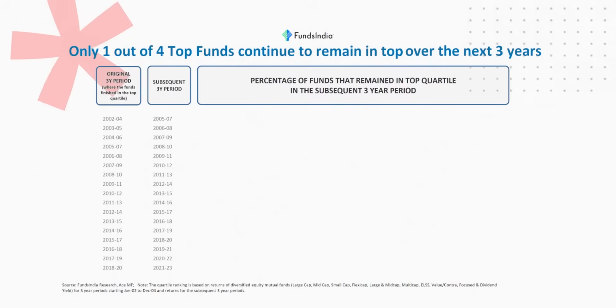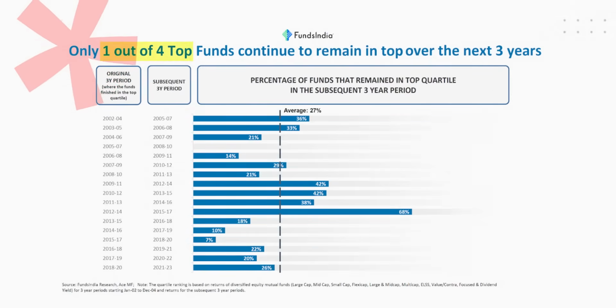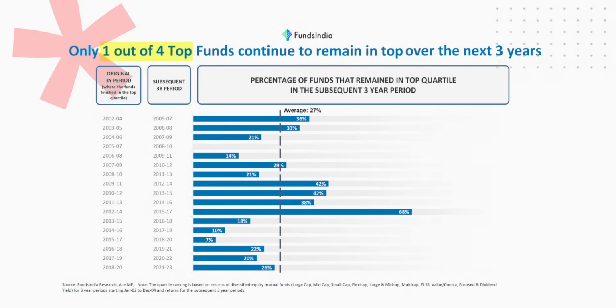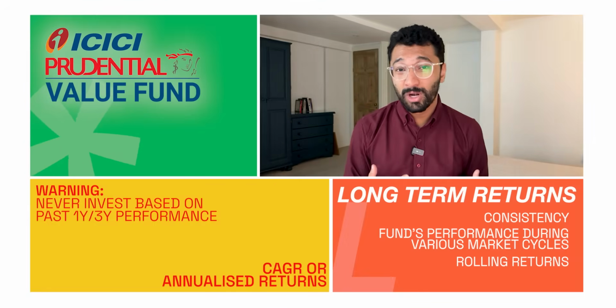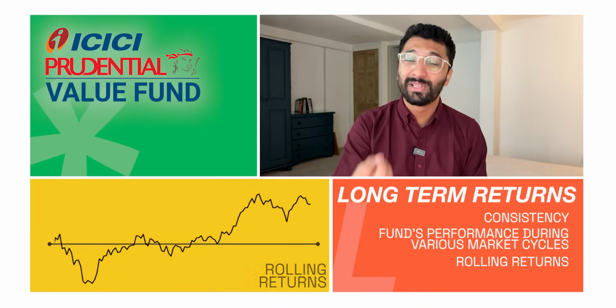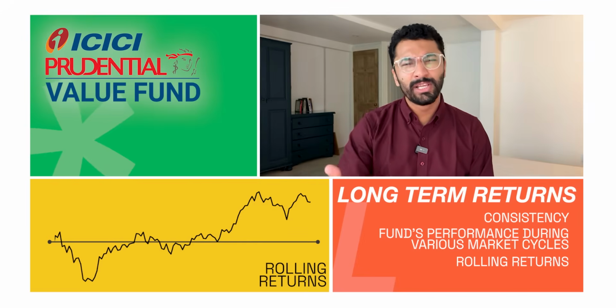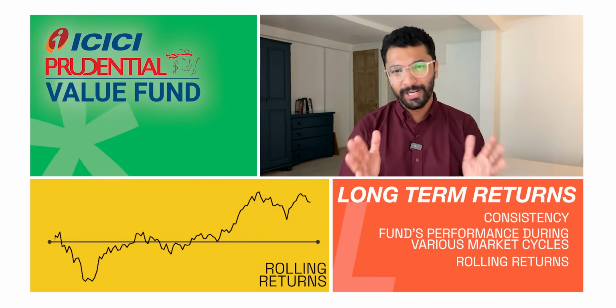In fact, three-fourths of the funds that have been at the top don't stay at the top in the next 3 years. An excellent study by Funds India, which I have always referred to if you've been a friend of the channel. So looking at CAGR or trailing returns is absolutely flawed. What we want to focus on is rolling returns. I'll quickly share why rolling returns are important and the metric to look at.